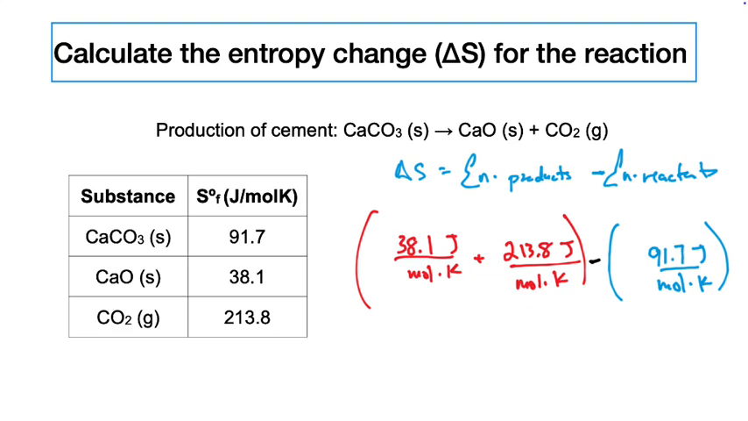Per mole of calcium oxide. That's where our 38.1 came from. Am I allowed to add that to 213.8 joules per mole of CO2? Those units are not the same. I'm not allowed to do it. Why am I allowed to add it?